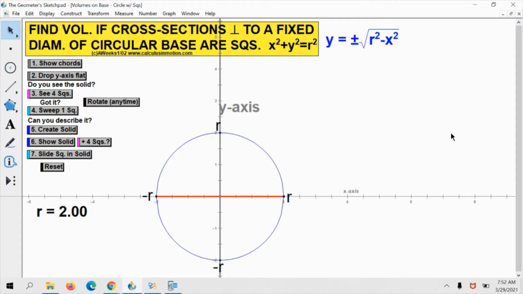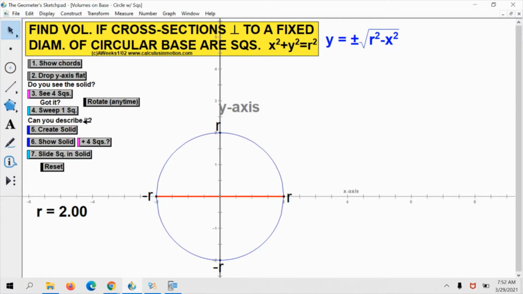Okay, so we have this base, and the hardest part of this is always going to be visualizing what they're describing. What we have here is a base that's a circle. And we're going to stack squares on top of this base. Essentially the squares are going to come out of the screen. I did this in Geometer Sketchpad because I wanted you to be able to see more of a 3D rendering of what we're trying to look at here.